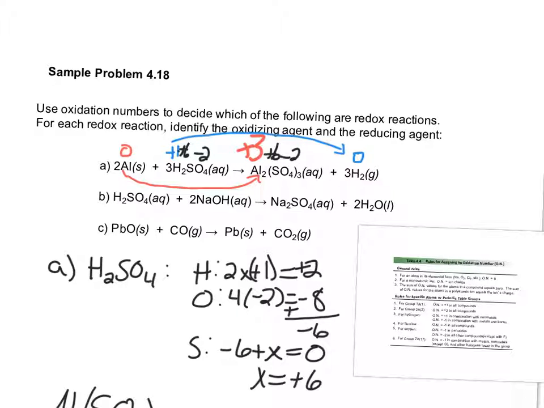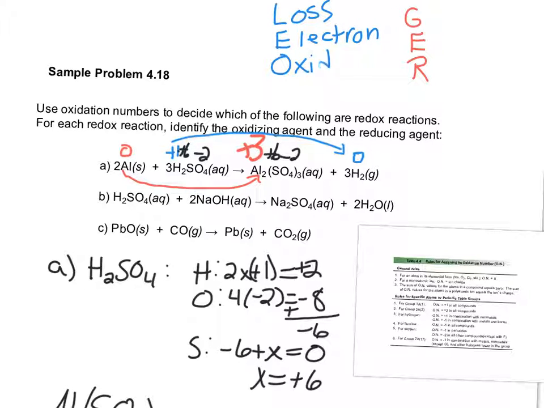And I'm going to tell you this little thing here. Leo goes GER. G-E-R. You can always remember that. Leo the lion says GER, right? Because lions like to growl. Leo part says that a loss of electrons is an oxidation. The GER part says that a gain in electrons is a reduction.